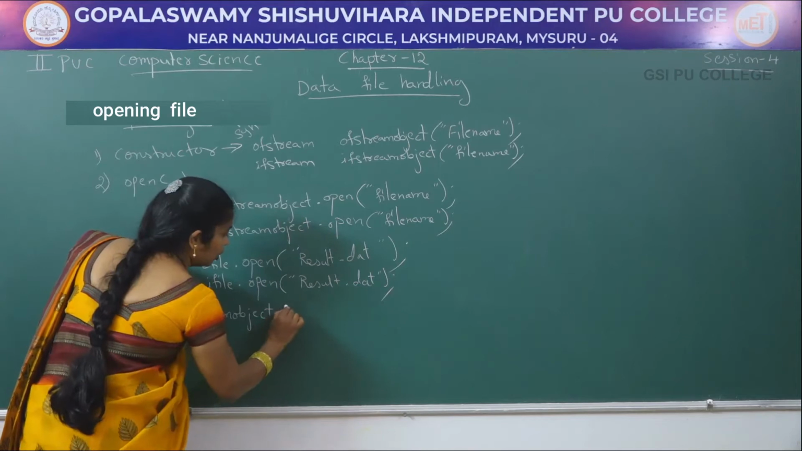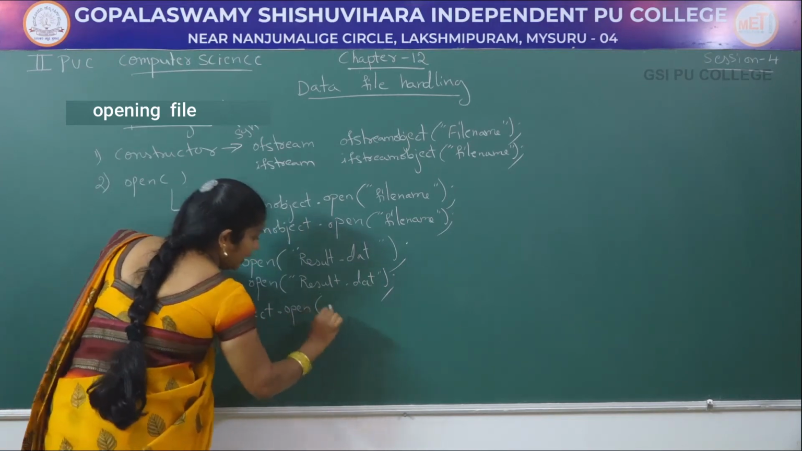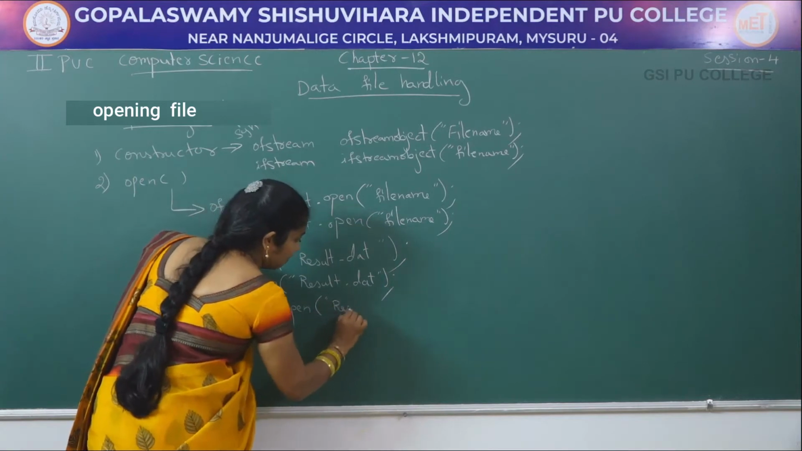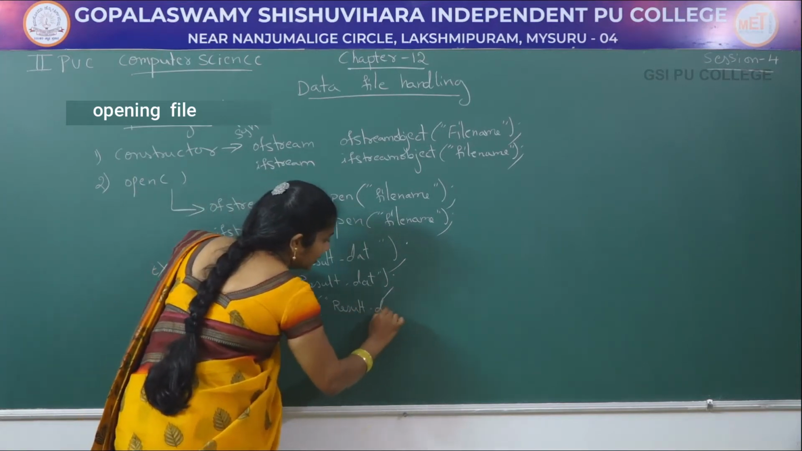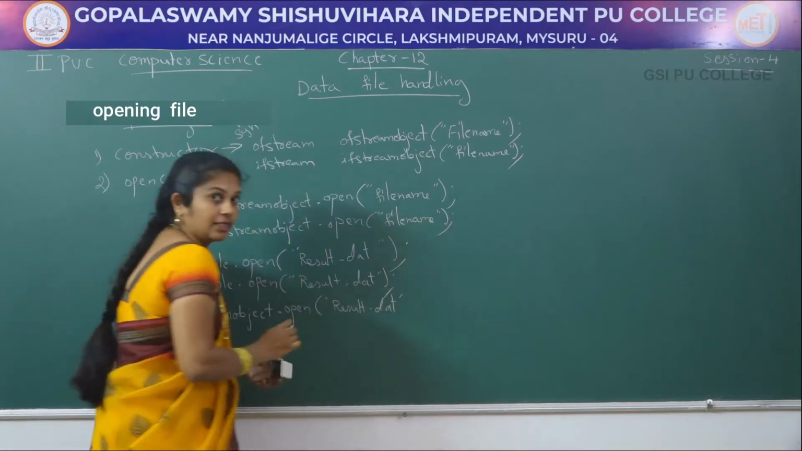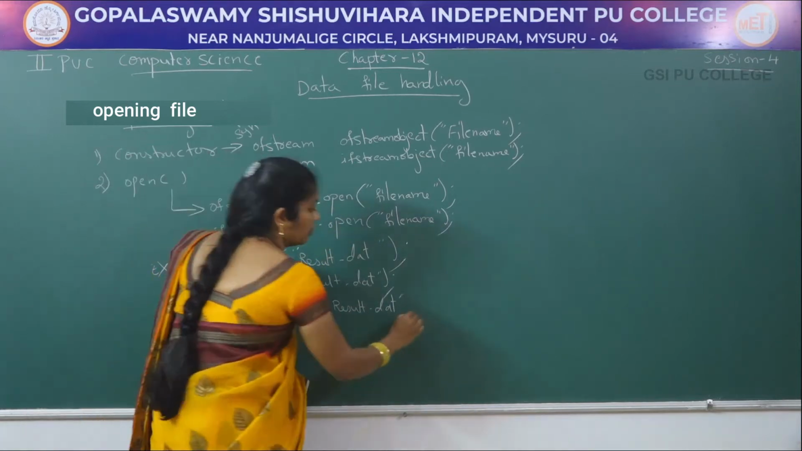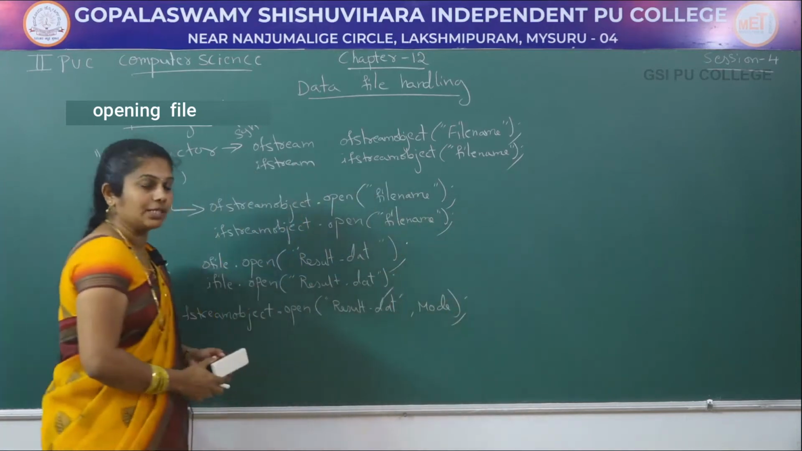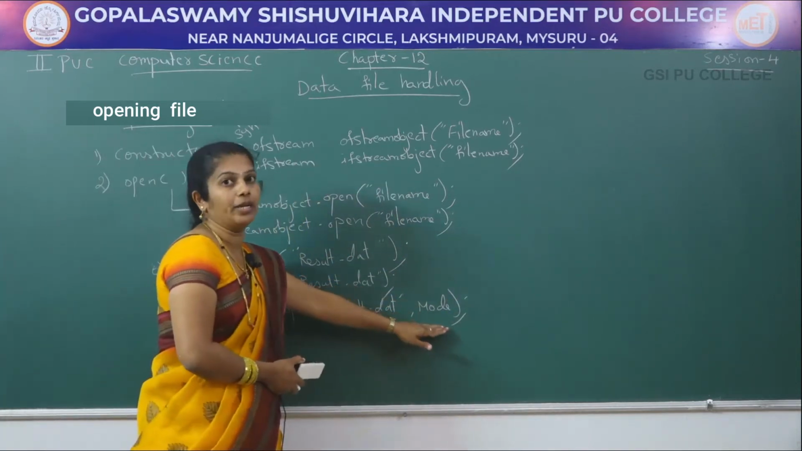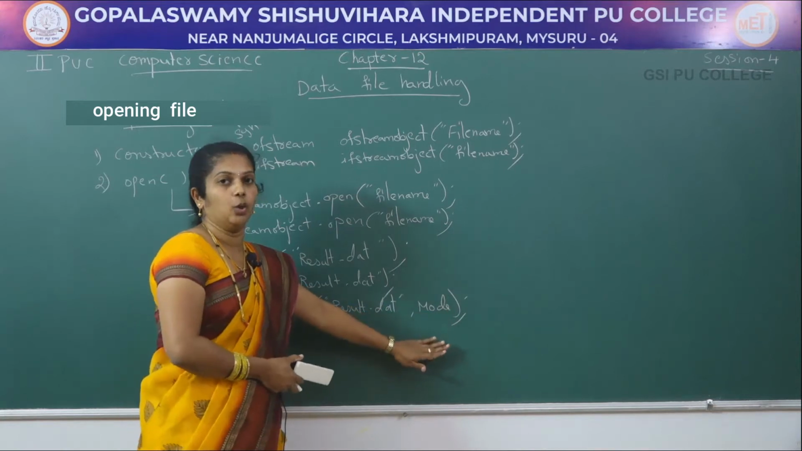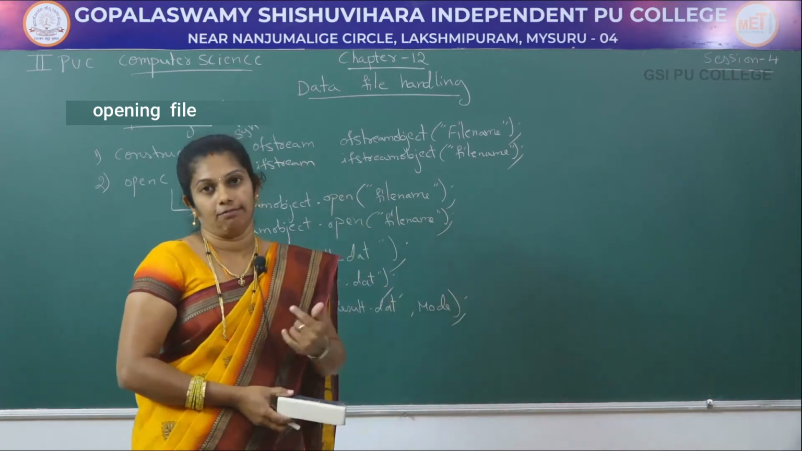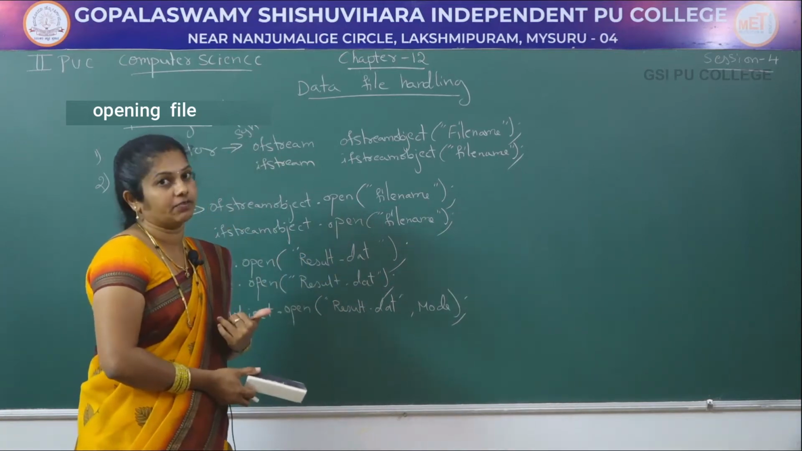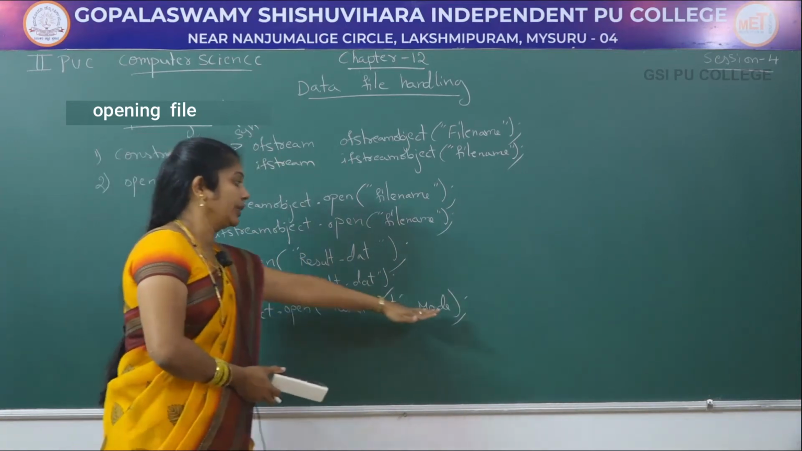F stream object dot open, inside the quotes you have to write the file name, for example result dot dat. There you have to mention the mode also. Now is it clear? Then what do you mean by mode here? This mode will tell you for which purpose we are opening the file, whether for input purpose or for output purpose. That tells you regarding the mode.